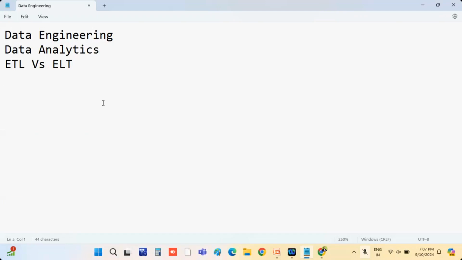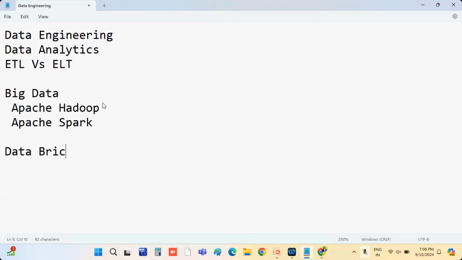And we'll see what is big data. To understand big data, we have various concepts like Hadoop, Apache Hadoop, and we have Apache Spark as well. Let us understand what is big data and what is Apache Hadoop and Apache Spark. And we'll also understand what is Databricks. Clear? So all these things we're going to understand today one by one.